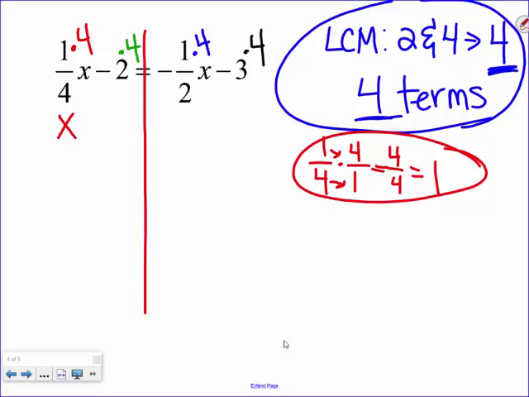Okay, so do you notice how right here with this term, the number I am multiplying by is the same as my denominator?